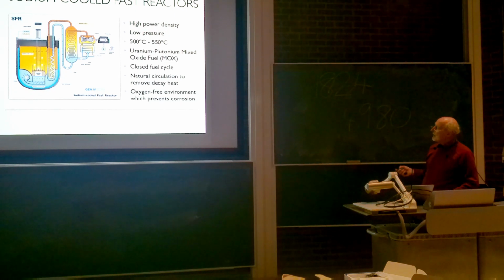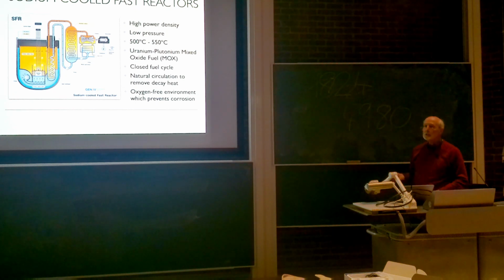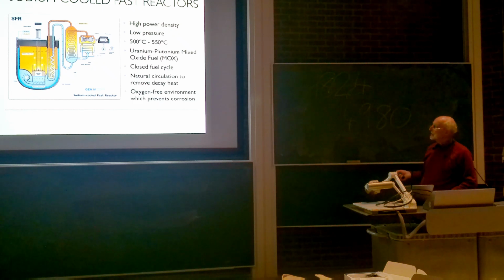It's a higher power density, which means it can be quite compact, low pressure, a slightly lower outlet temperature, and they're using a mixture of uranium and plutonium. So it's an opportunity to dispose of a lot of the plutonium that might be lying around. It's claimed that it can use natural circulation to remove the decay heat, and then there's no oxygen there, so corrosion should be better.